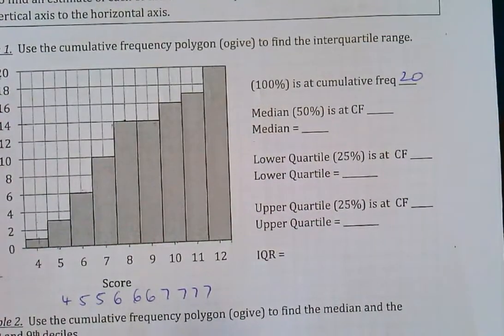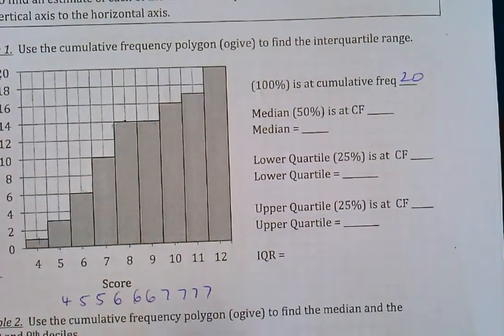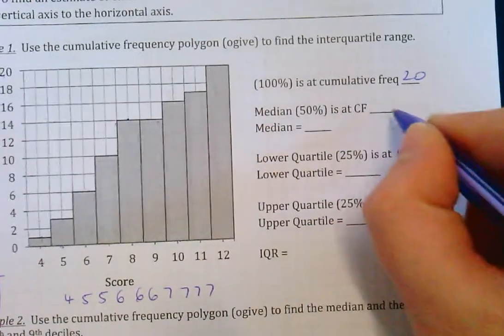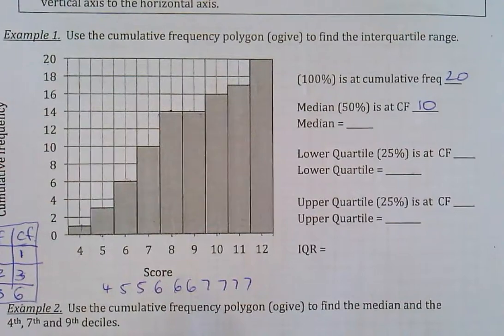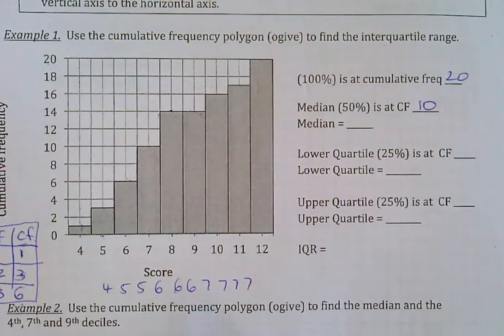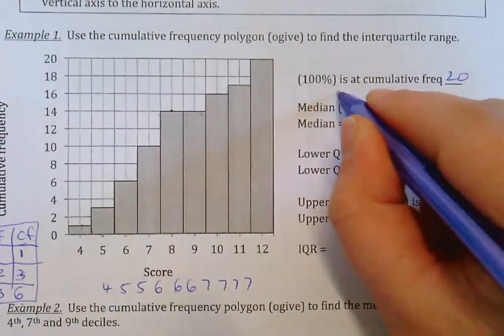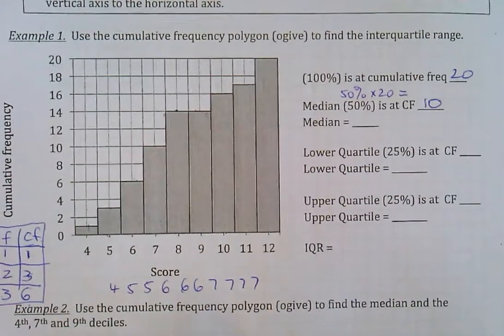Now, girls, with a cumulative frequency graph, we can't say I've got 20 scores, I'm going to put 10 to the left, 10 to the right. We don't do that. All we do is, what's half of 20? So at cumulative frequency 10, it's actually just a bit of an estimation, this method. At cumulative frequency 10, because 50% of 20 scores is 10, is where my median's going to be.